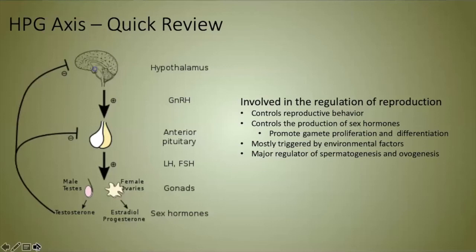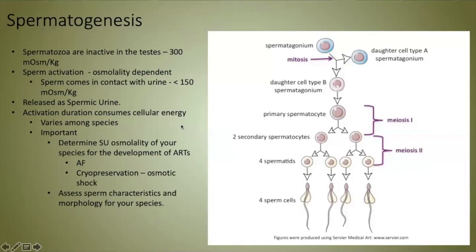And basically, we have the hypothalamus that produces the gonadotropin releasing hormone, GnRH, that acts on the anterior part of the pituitary and promotes the release of luteinizing hormone and follicle stimulating hormone. These two hormones travel through the bloodstream, and they will act on the gonads and promote the release of sex hormones. And then the process of spermatogenesis is triggered.